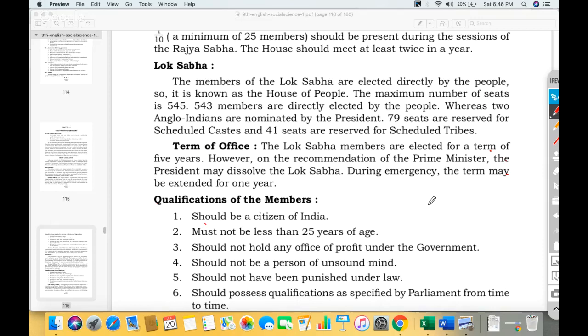It was imposed when Mrs. Indira Gandhi was Prime Minister of India. If emergency has been imposed, the term of the Parliament need not be only 5 years. Even if it is 5 years, it can be increased by 1 year at a time.